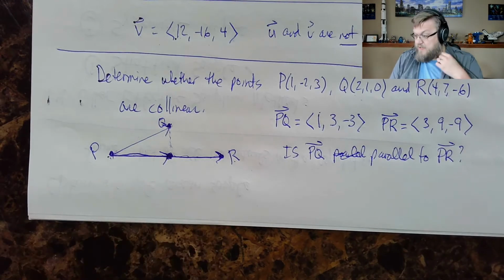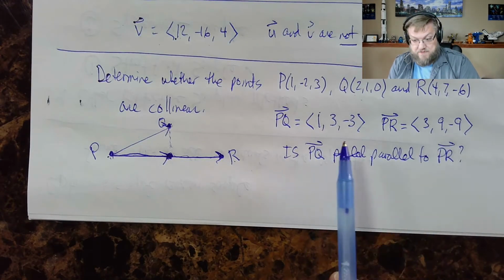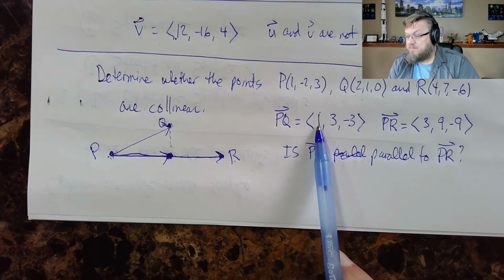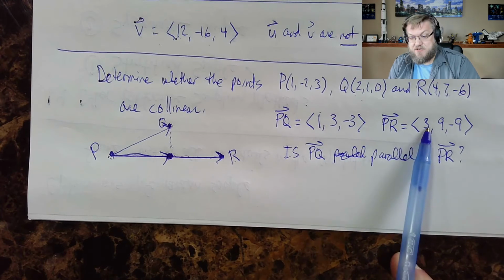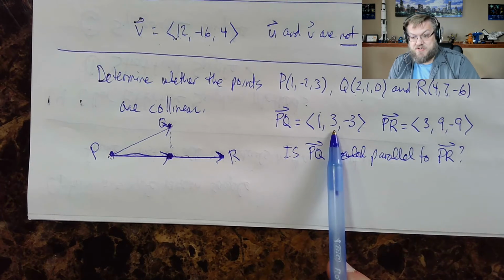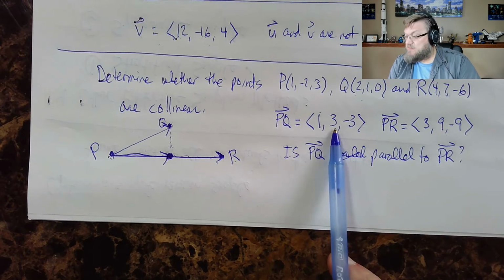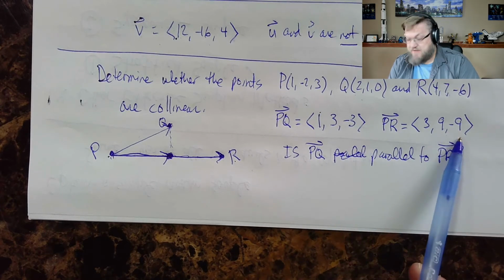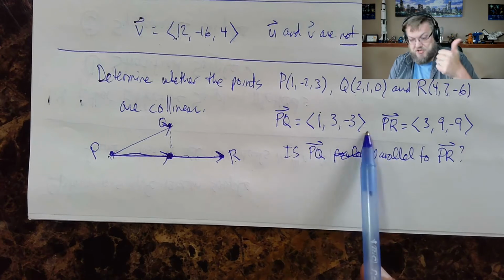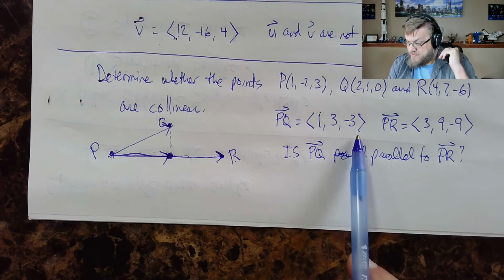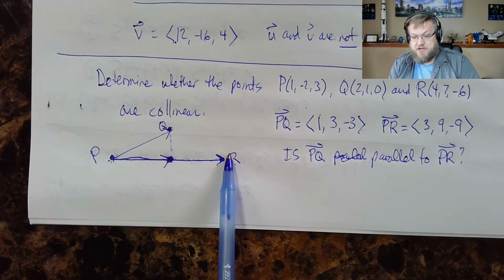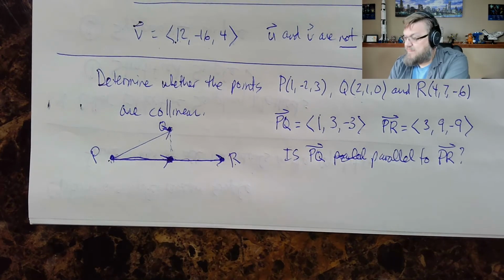So now all that matters is finding a multiple, if there exists one. So to get the x coordinates to match up, I would need to multiply by 3, wouldn't I? 3 times this would make the x correct. So then I just have to make sure, does 3 work for the others? 3 times 3 is 9, perfect. 3 times negative 3 is negative 9. Perfect. My multiple is 3. These vectors are parallel. Therefore, the points P, Q, and R are collinear.